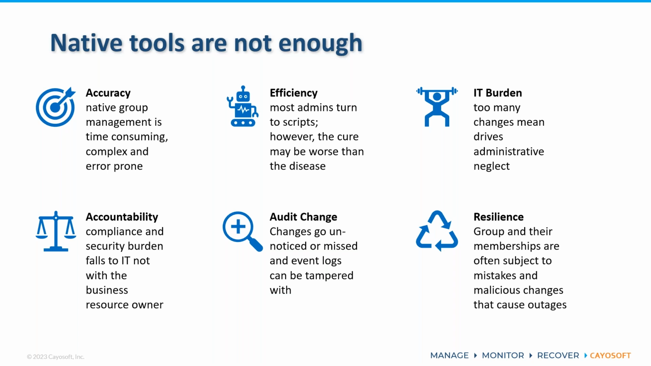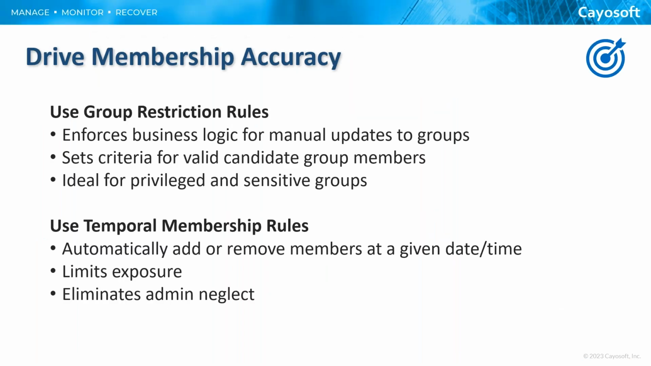So let's go through each of these one at a time and give you best practices around how you look at these 6 controls and things you should implement to make sure that you're doing all you can to gain control over hybrid group management. So number 1 is drive membership accuracy. Native tools are not enough.